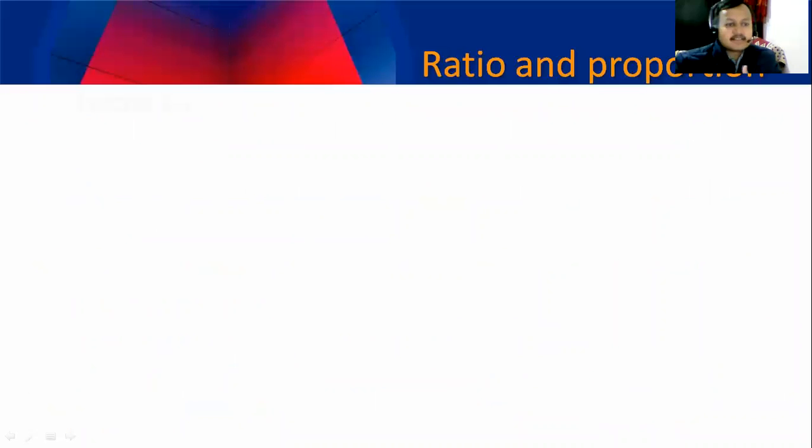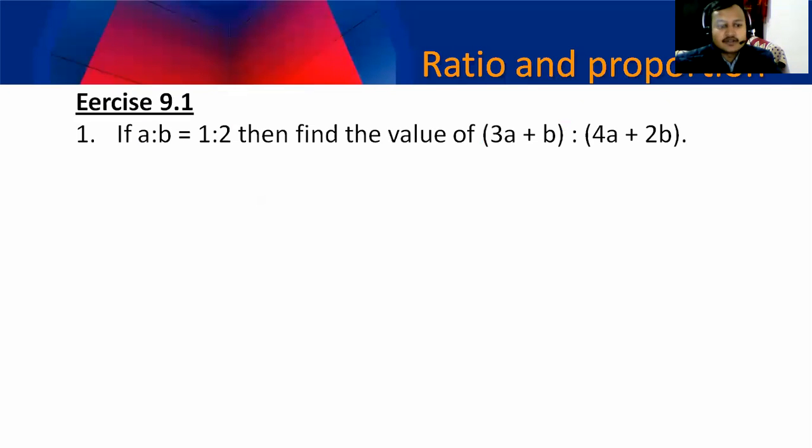Look at exercise 9.1. If you have a hard copy or soft copy of your book, look at the first question. If A is to B is equal to 1 is to 2, then find the value of 3A plus B is to 4A plus 2B. This is a simple question, and the solution of this one is also very simple.